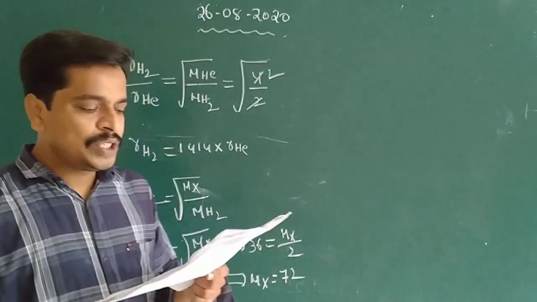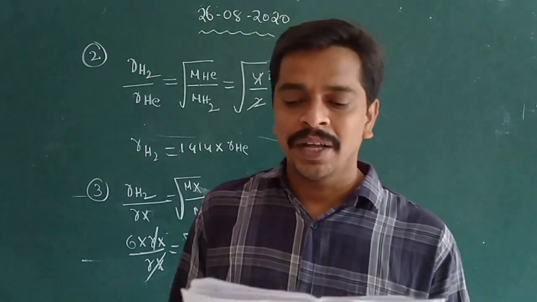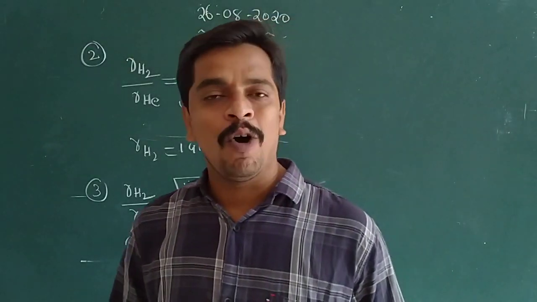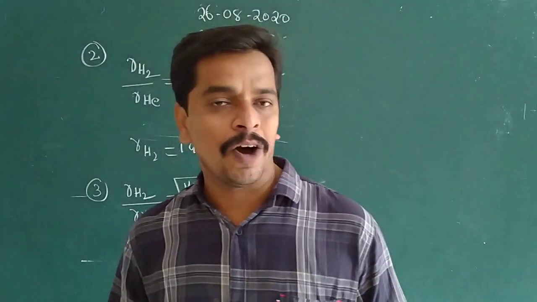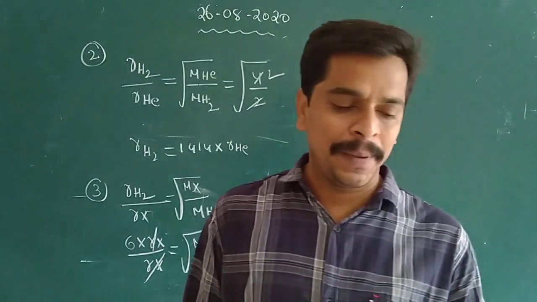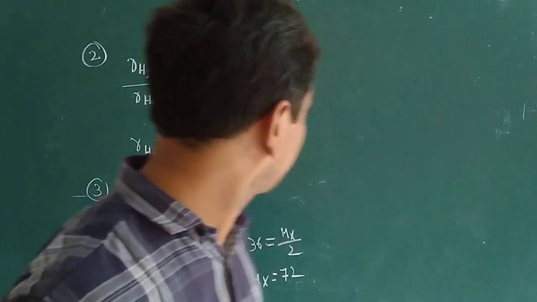Next, students, question number 4. According to Graham's law, at a given temperature, ratio of rate of diffusion of A and B gases, students. Its direct formula, students, Ra by Rb is equal to Pa by Pb into square root of Mb by Ma, students. Next.